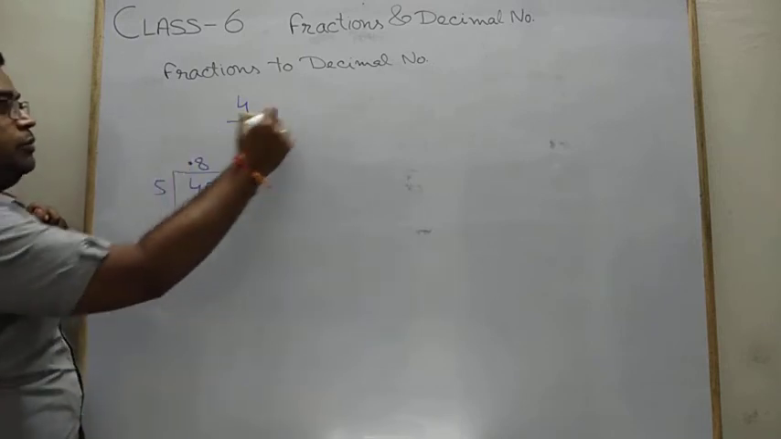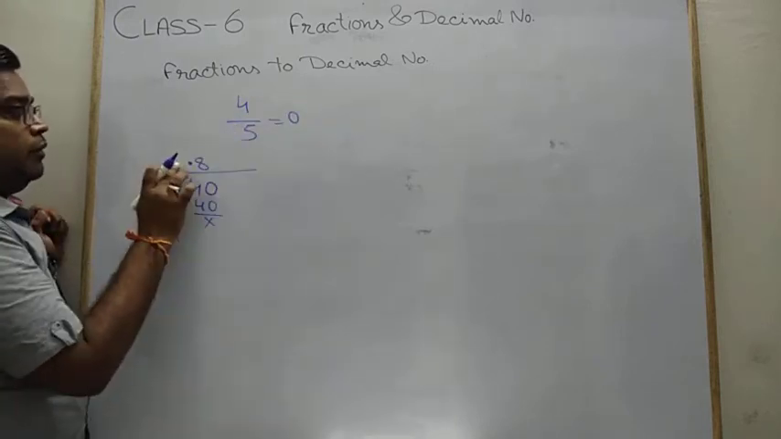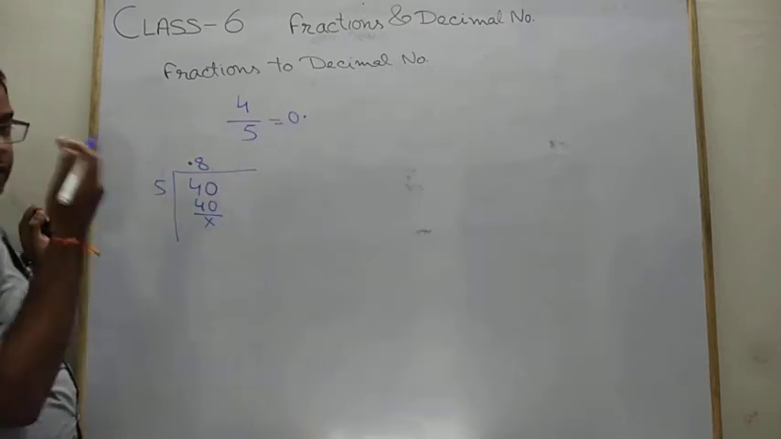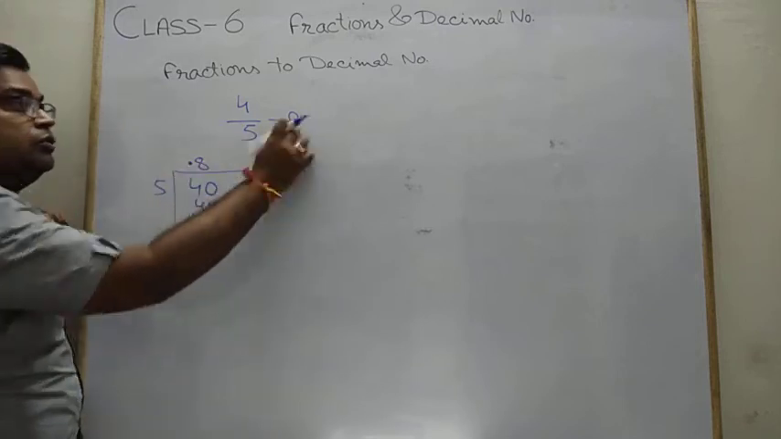So what is the answer? The answer is 0.8. We can't write the decimal as it is. If there is no number before the decimal, in front of the decimal, then we use 0.